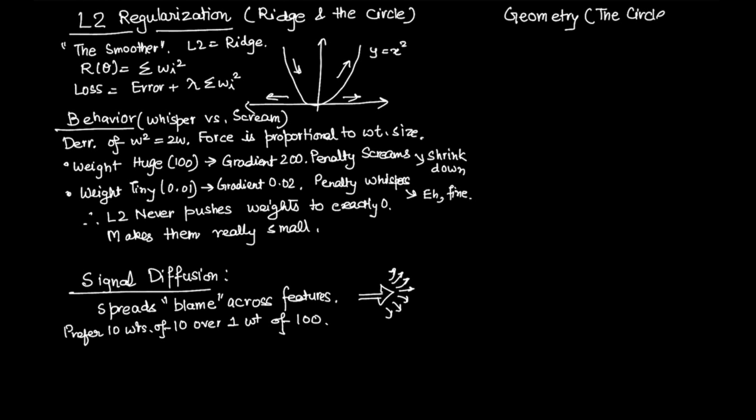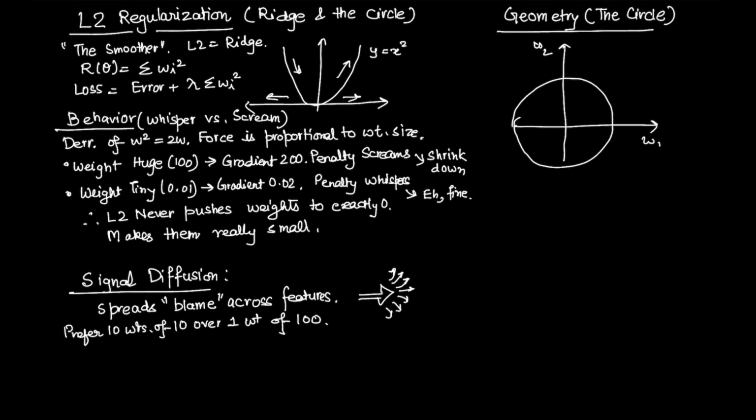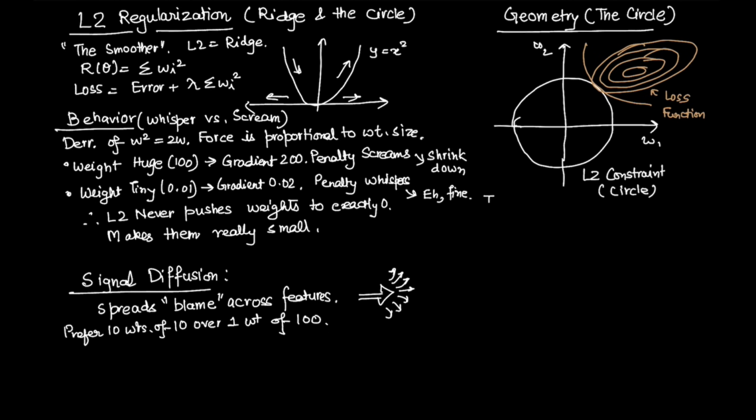Geometrically, L2 defines a circle, or hypersphere. The loss function touches the circle at a tangent point. Since a circle is smooth and has no corners, the intersection point is almost never on the axis. This means you keep all your features, but they are all constrained.